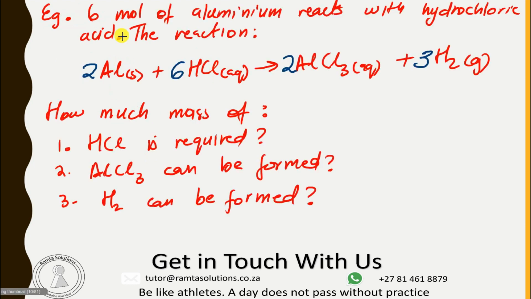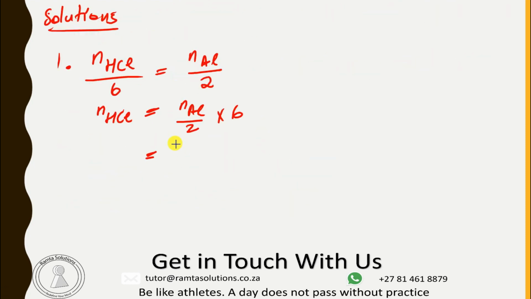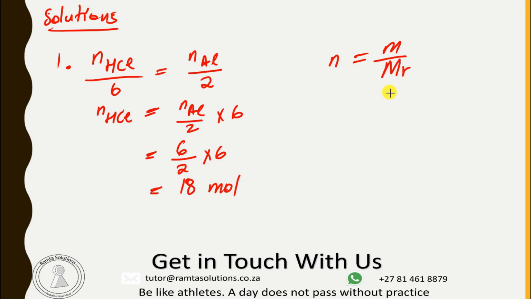This is 6 moles. So the number of moles of aluminum was 6. So 6 over 2 multiplied by 6. What is this? This is 18 moles of hydrochloric acid that are required. However, we know we are looking for the mass. So we know n equals m over molar mass. Alright? This is what we know.